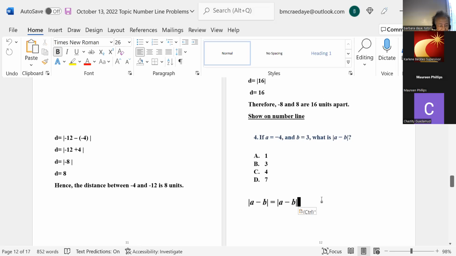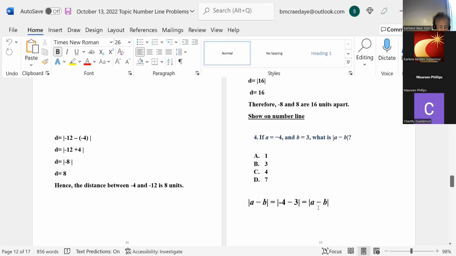Okay, so what is A? What's the value of A, Maureen? -4, don't throw away the sign. What's the value of B? +3, there we go. So -4 minus 3, and we want to keep the absolute value. What is that equal to, Maureen? What's -4 minus 3?